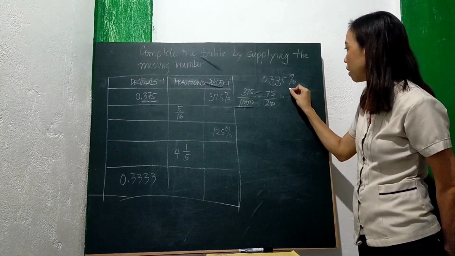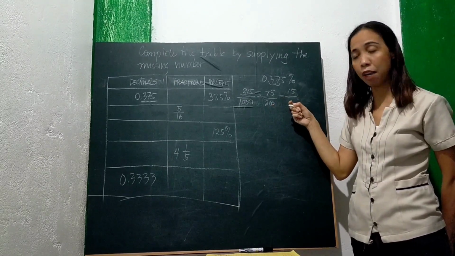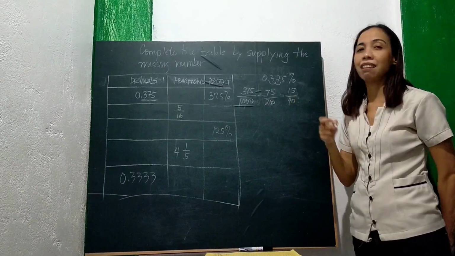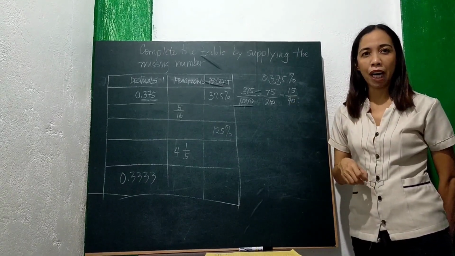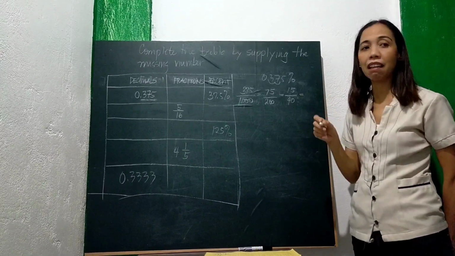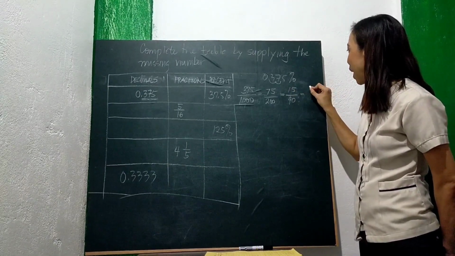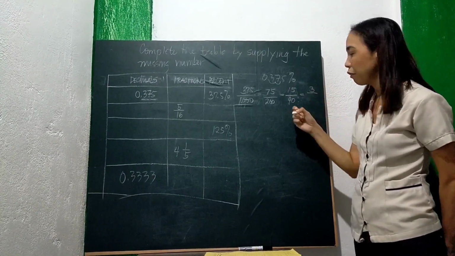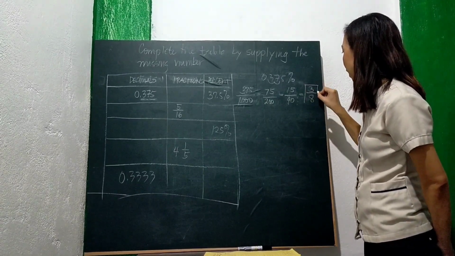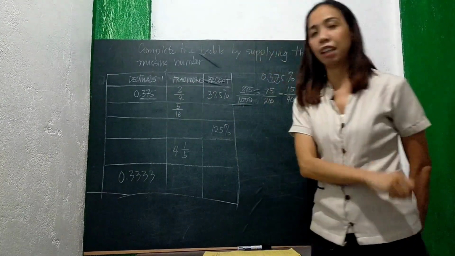75 divided by 5, this is 15. And 200 divided by 5 is 40. So, is this again divisible by 5? Of course, we will divide it again by 5 to get the simplest form. So, 15 divided by 5 is 3, and 40 divided by 5 is 8. The final answer will be 3 over 8.